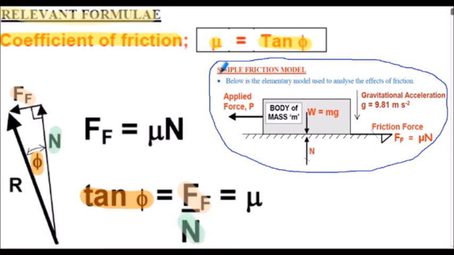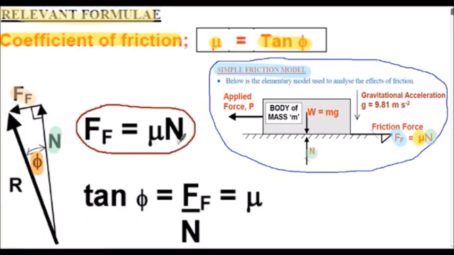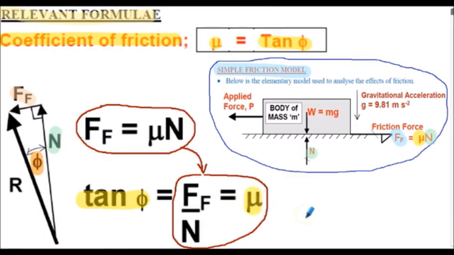Recalling from our simple friction model, which relates to a separate presentation, the frictional force is calculated from the formula coefficient of friction mu multiplied by normal force N. So rearranging this equation for mu produces this equation. So tan phi is equal to mu.